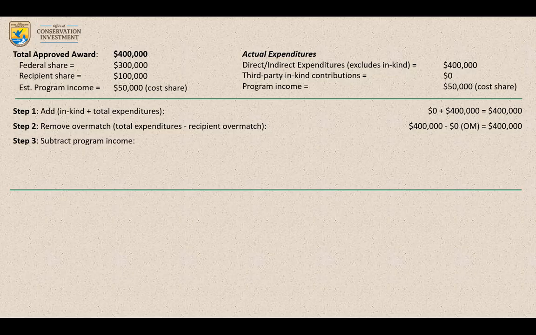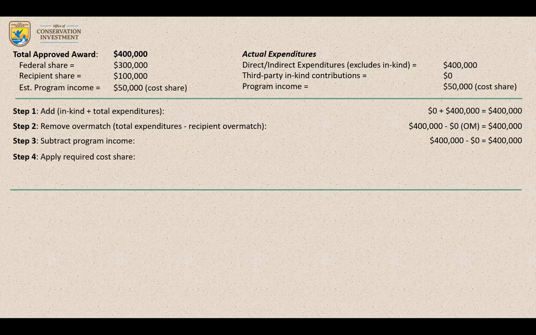Recall that the total program income is only removed in this step when there is a federal component. In this scenario, all program income earned is handled using the cost-sharing method. Therefore, no program income is subtracted in this step, keeping the adjusted outlays at $400,000.